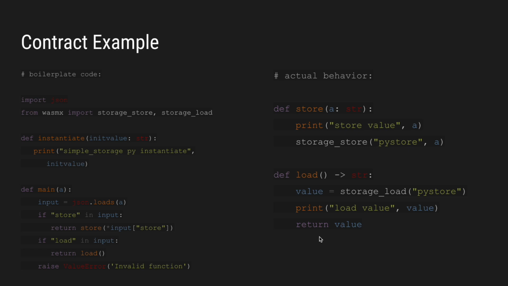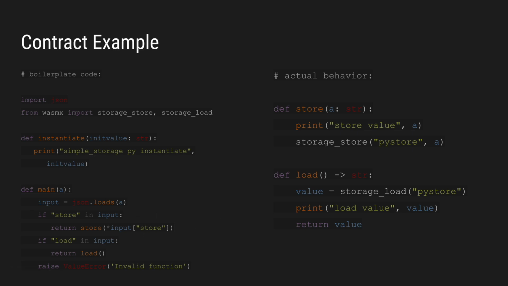And the contract has two entry points, which is the instantiate function and the main function. The instantiate function runs when the smart contract is instantiated, so only once. And then further execution is done through the main function.